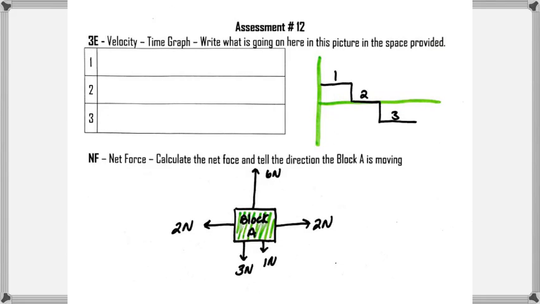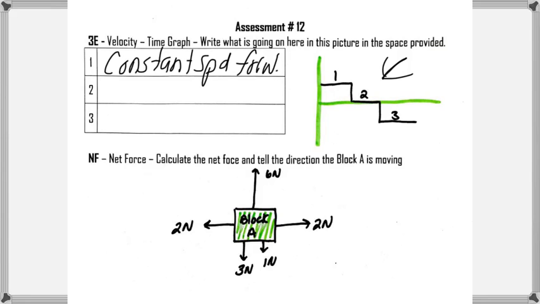Okay, and here we go again. I'm going to do this one. This is assessment number 12. So you're going to read this right here, and you're going to see what it says. So number 1, what's going on? It is moving at a constant speed. Okay, and it's going forward.